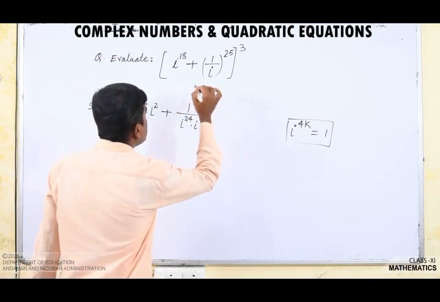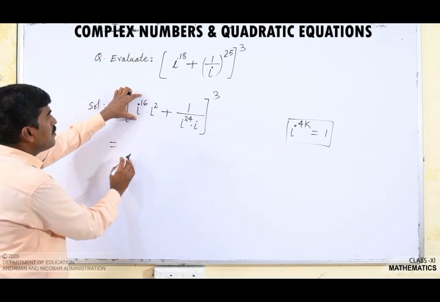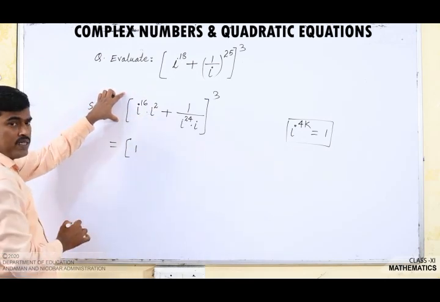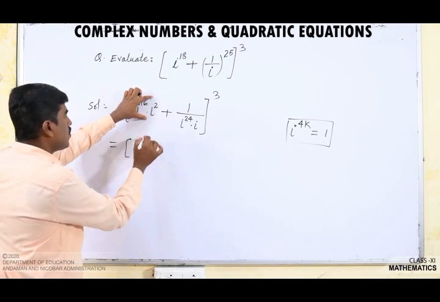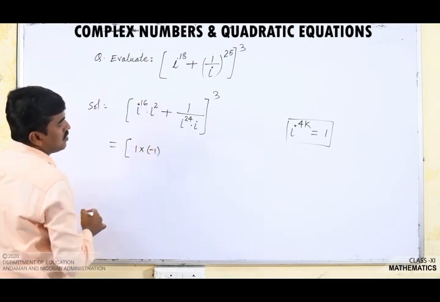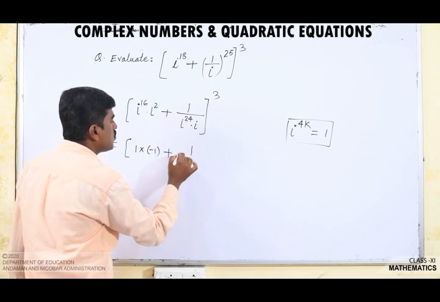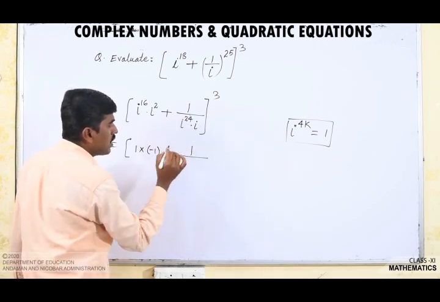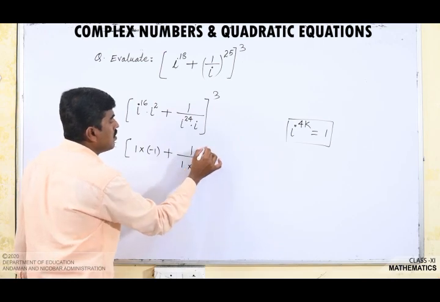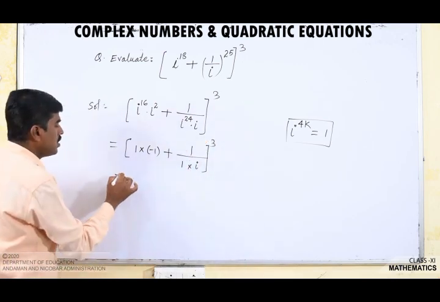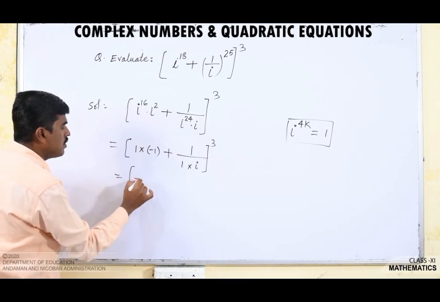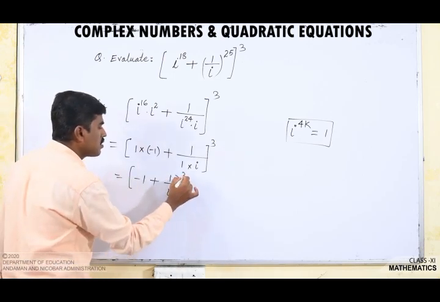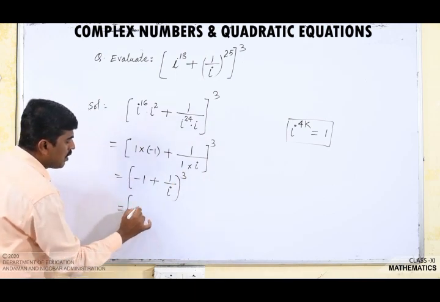So whole cube. Now this i power 16, what is i power 16? i power 16 is equal to 1, into i square is equal to minus 1, plus this is 1 upon i power 24. i power 24 is again 1, into i whole cube. Now it is 1 into minus 1, so we will get minus 1 plus 1 upon i whole cube, that is equal to minus 1.